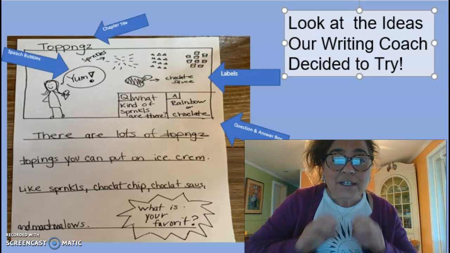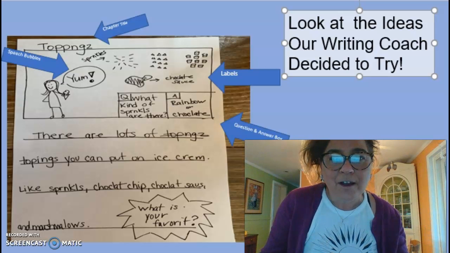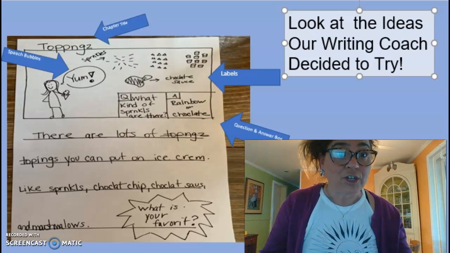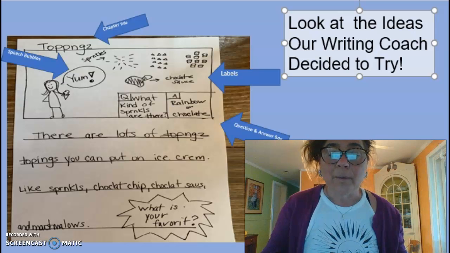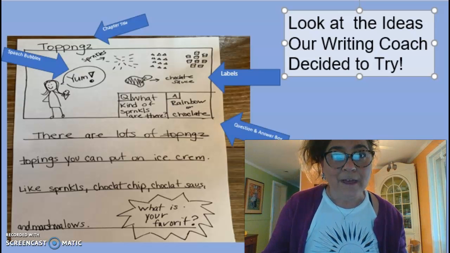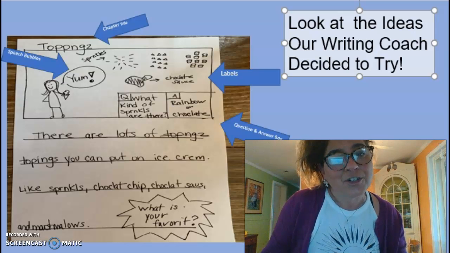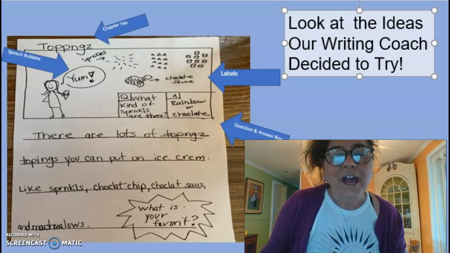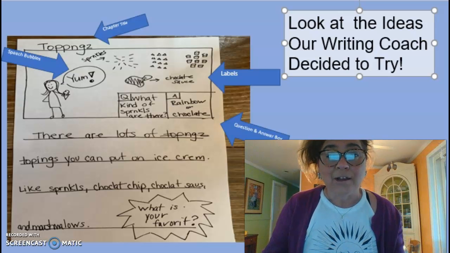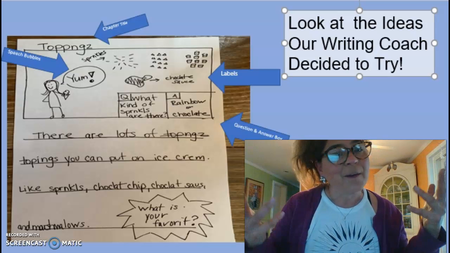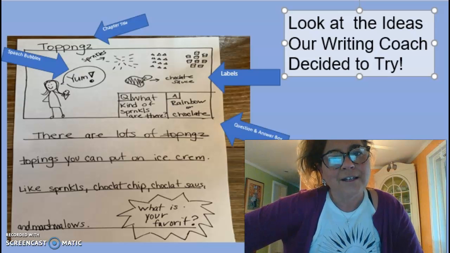Look at the bottom. Do you see that burst, starish shape there? Inside that there's just a question for the reader. So she was thinking, what might the reader be thinking about when they read this page? And I'm going to ask them a question to think more about it. And she asked, what is your favorite? So she's asking the reader to think about their favorite topping, just to think about that while they're reading. Oh, that's a great idea too.